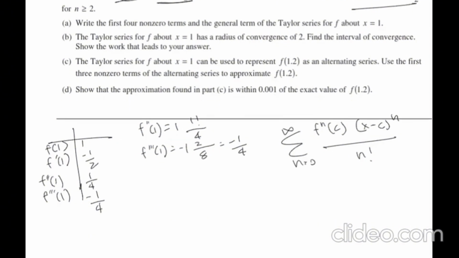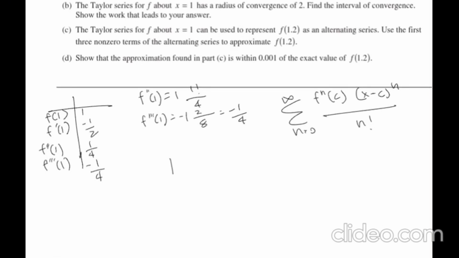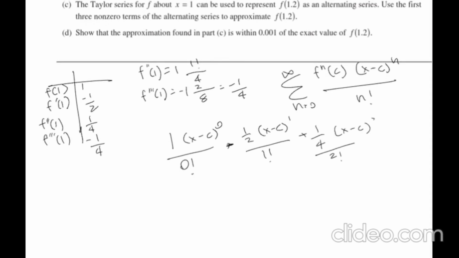We know the first term is going to be for n equals 0 because it's just f. So it's going to be 1 over 0 factorial times x minus c to the 0, and then minus 1 over 2 over 1 factorial times x minus c to the 1, plus 1 over 4 over 2 factorial times x minus c squared, minus 1 over 4 over 3 factorial times x minus c cubed. And then along with that, it'll be the general term. I just ran out of room, so I'm going to do it down here.